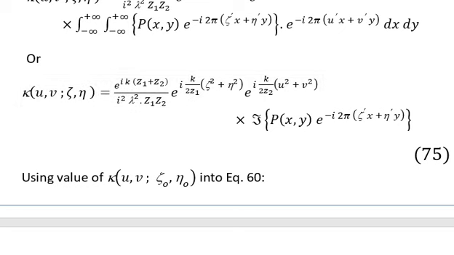So you see that this is the full expression that we have given. Here we have given the expression in terms of the Fourier transform of the lens phase dependent pupil function, which is P of x y into e to the power minus iota 2 pi (zeta prime x plus eta prime y). So in the curly brackets, we have taken the Fourier transform of the terms. So using the value of kappa, u comma v and zeta naught and eta naught into equation number 60.